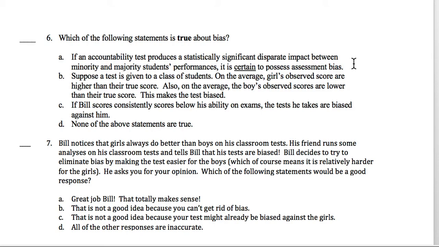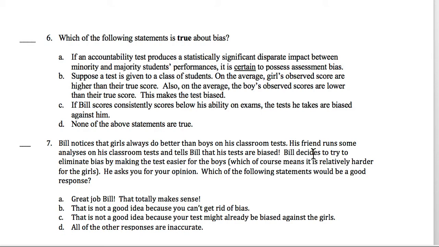Could it be? Maybe. But if they've tested it and said it's not, you can probably trust it isn't. And just because you see differences doesn't mean that bias is a guarantee. B, suppose a test is given to a class of students. On average, girls' observed scores are higher than their true score, and also, on average, the boys' observed scores are lower than their true scores. This means that it's biased. This is also not true.